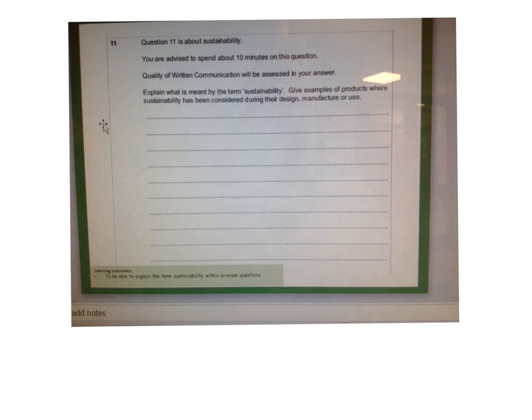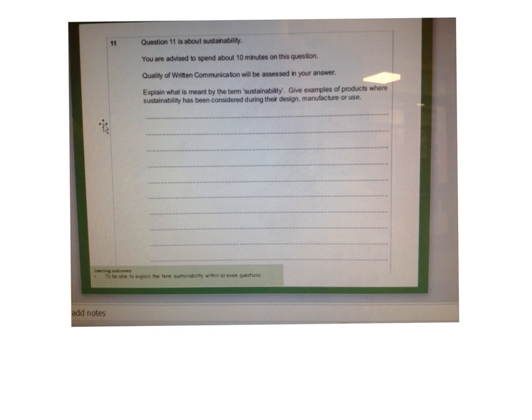Okay, so from the information that you've just been reading on the last 2 slides, this is a question from one of the older exams. It says you are advised to spend about 10 minutes on this question. The quality of written communication will be assessed in your answer. It does say this sometimes in some of the questions, so you need to make sure that you're writing clearly and that you're writing in full sentences with capital letters.